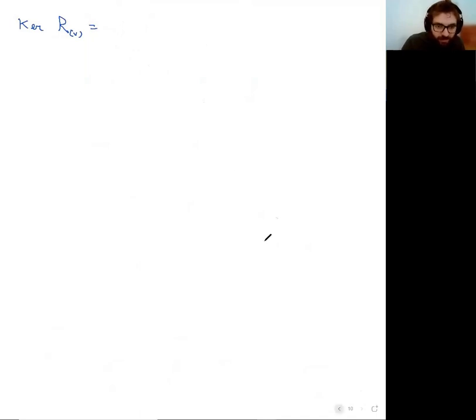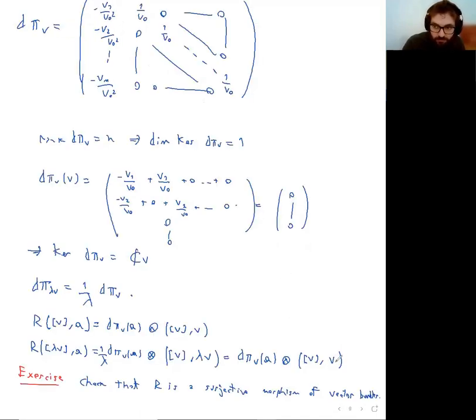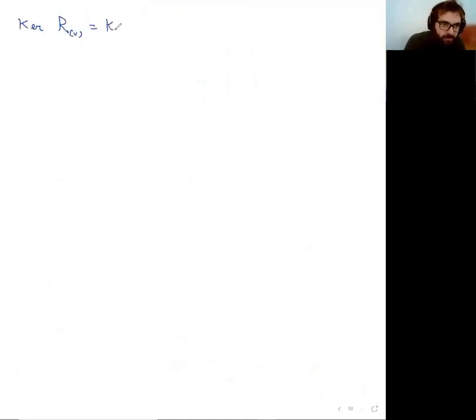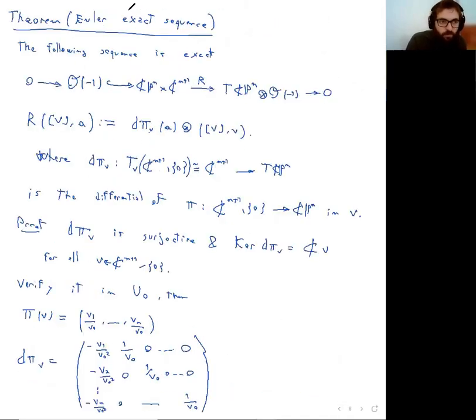So the kernel of R_V, you see that on the right component, this is never zero. So the only kernel comes from here. So this is the same as the kernel of I_V. But we checked that this is C V. And therefore, this is just the same as this one. So what we proved is that this sequence is exact.